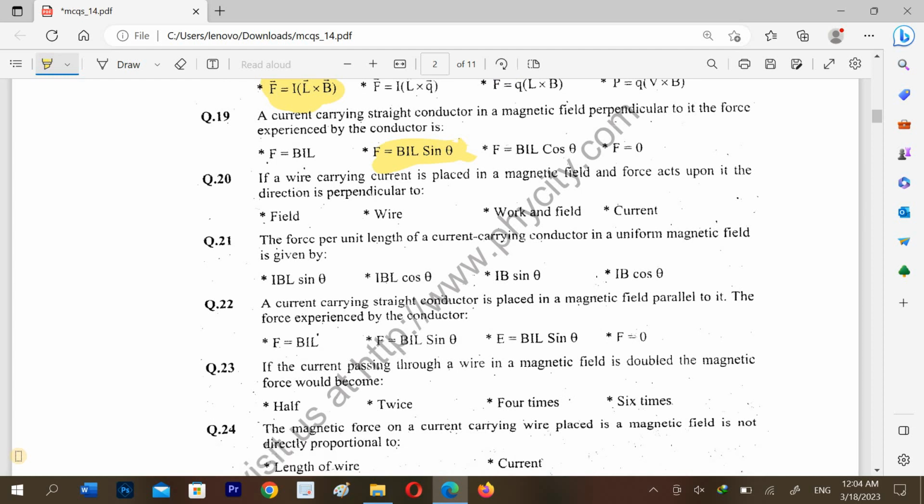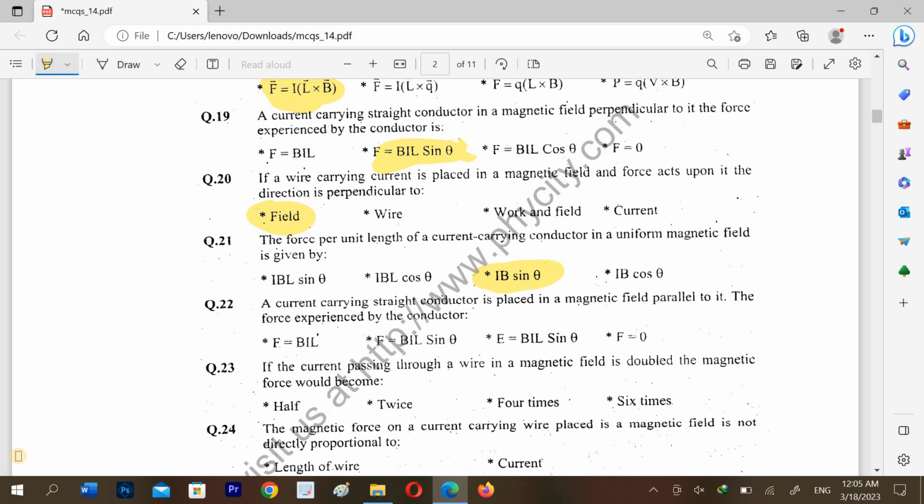If a wire carrying current is placed in a magnetic field and force acts upon it, the direction is perpendicular to the field. The force per unit length of current carrying conductor in a uniform magnetic field is given by... C is the right answer.